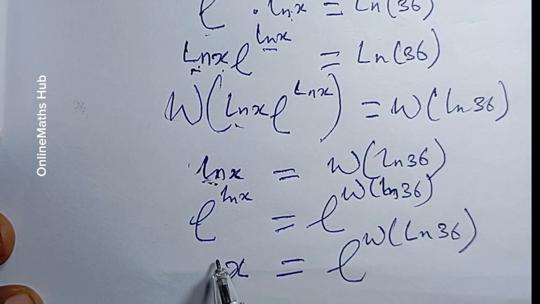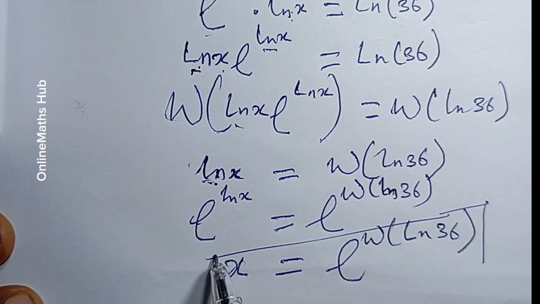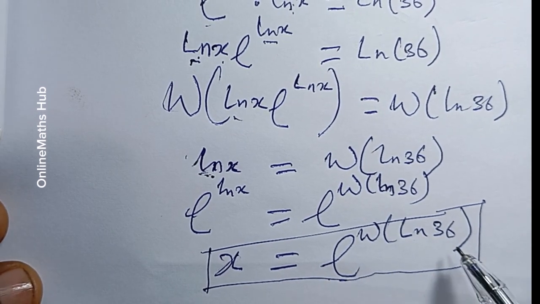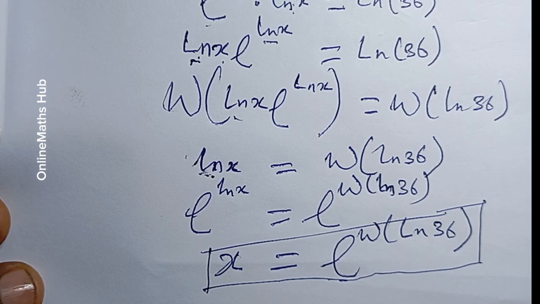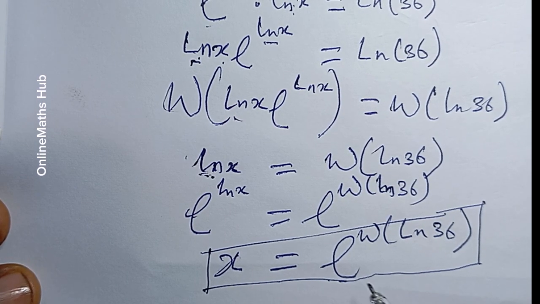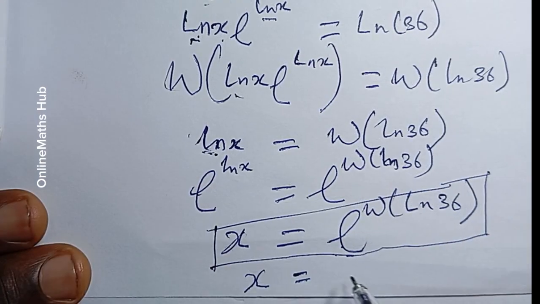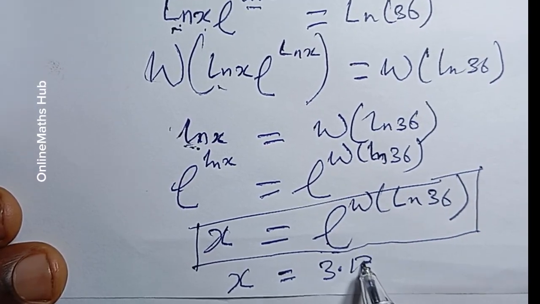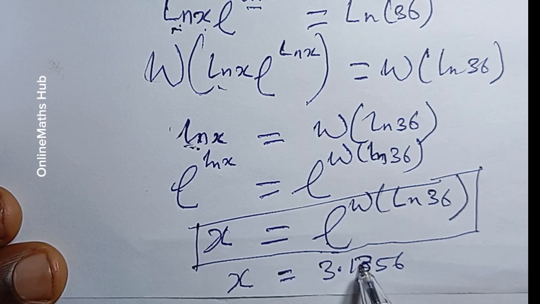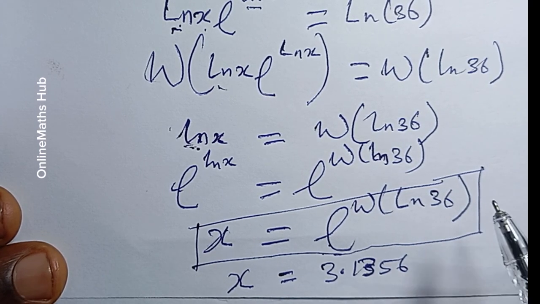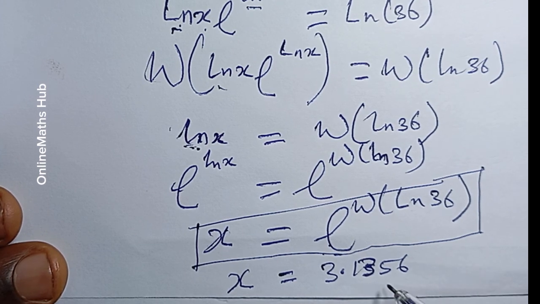This is going to be the solution, but you may also want to find the decimal representation of this. You just need to head over to wolframalpha.com. There you can use the tool to compute this, and when you check it, you are going to see that approximately that is equal to 3.1356. So this is the approximate value of x, which you will get when you compute this in wolframalpha.com.